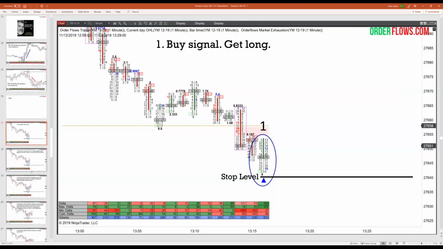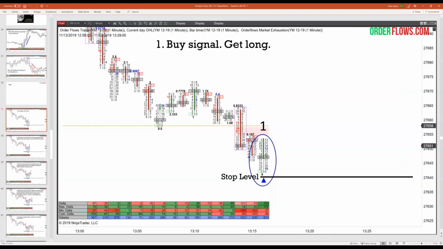So here's another example. Just walk through this one really quick as well. You got your buy signal, right? You get long. I've got nice positive delta, I've got the bar turning up, I've got buying imbalances in there. Everything is looking great. Okay, get long.